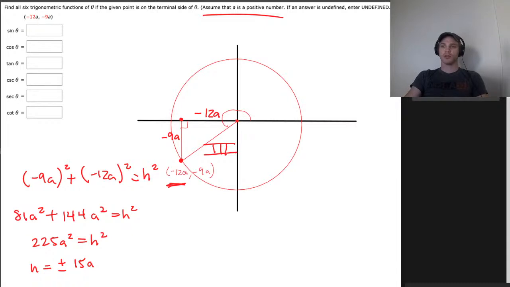Okay, so it's going to be negative 15a. Well, actually, I'm sorry, the opposite. So opposite is 9a, so negative 9a over the hypotenuse, 15a. It doesn't matter if the 15a is positive or negative, you know that sine is negative. Now we just reduce the fraction. This is negative 3a over 5a, which is negative 3 over 5.